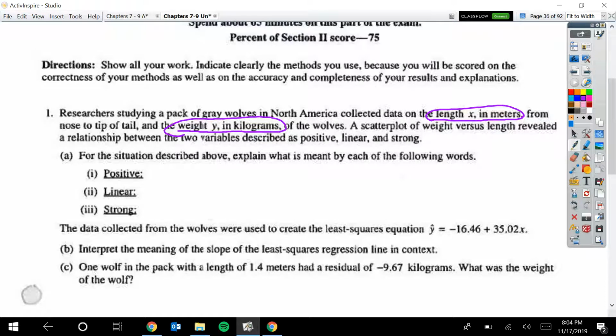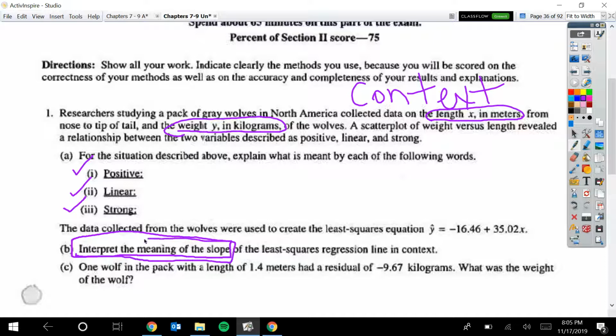Okay, so remember, in keeping in line, we know we're going to want to be talking context as we go through the answers on this. So what does it mean to say positive? And then what does it mean to say linear? And what does it mean to say strong? Keep in mind, part B is asking you to interpret the slope. Okay, so that will be using our little phrase.